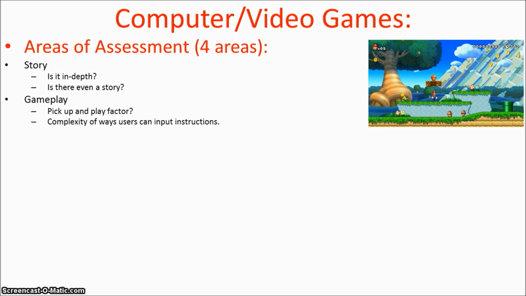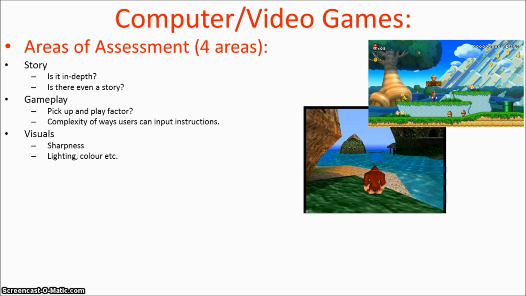The gameplay itself, I'd be looking at the pick up and play factor to do with the easy learning curve and all that, and the complexity of ways users can input instructions. For example, in a Mario game it's just simple jump, move, ground pound, all that. But in Super Smash Bros. there's multiple combinations of buttons you can press at the same time to get different moves and stuff like that. Visuals, based on the sharpness and the lighting, colour, they're just a few areas of the visual side of it I would look at.